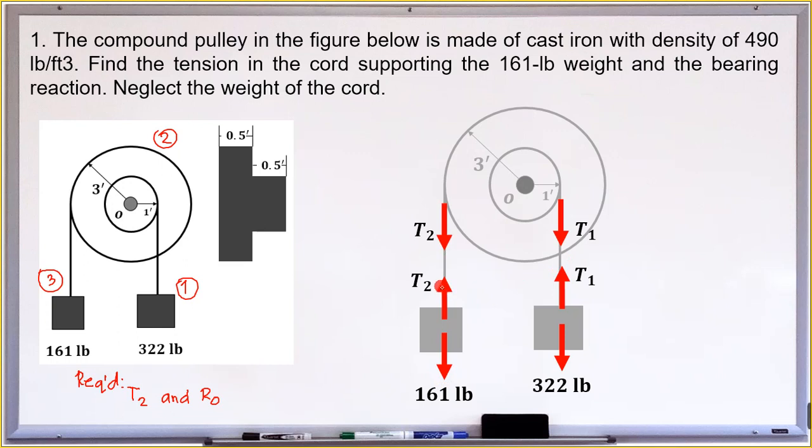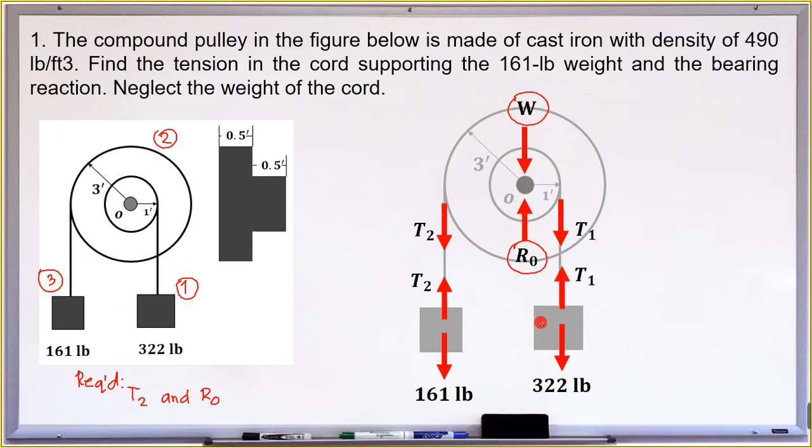and that rope exerts a tensile force. We label that one as T2. And then of course our compound pulley has a weight, and the force that supports the weight of the compound pulley and the other external forces acting on it is the bearing reaction, labeled as RO, which acts at the center of our pulley.